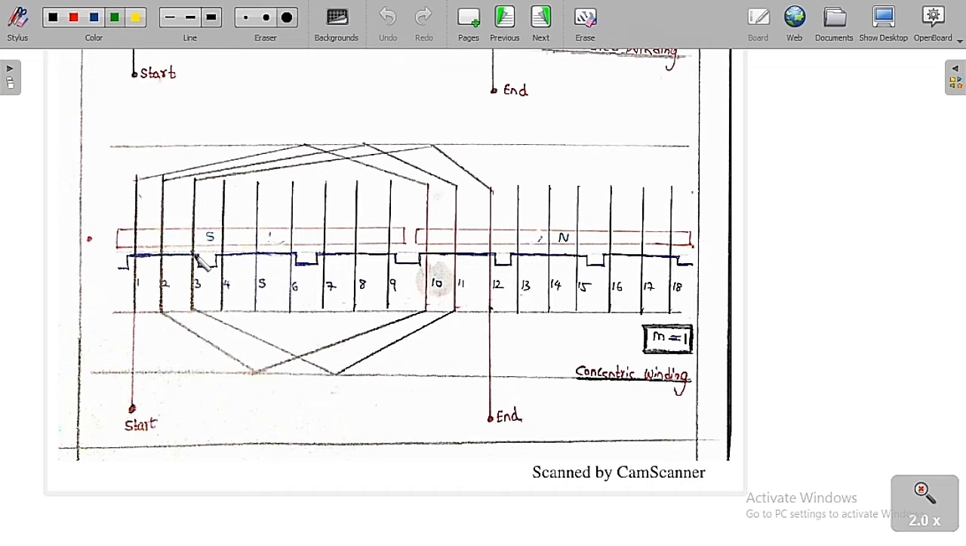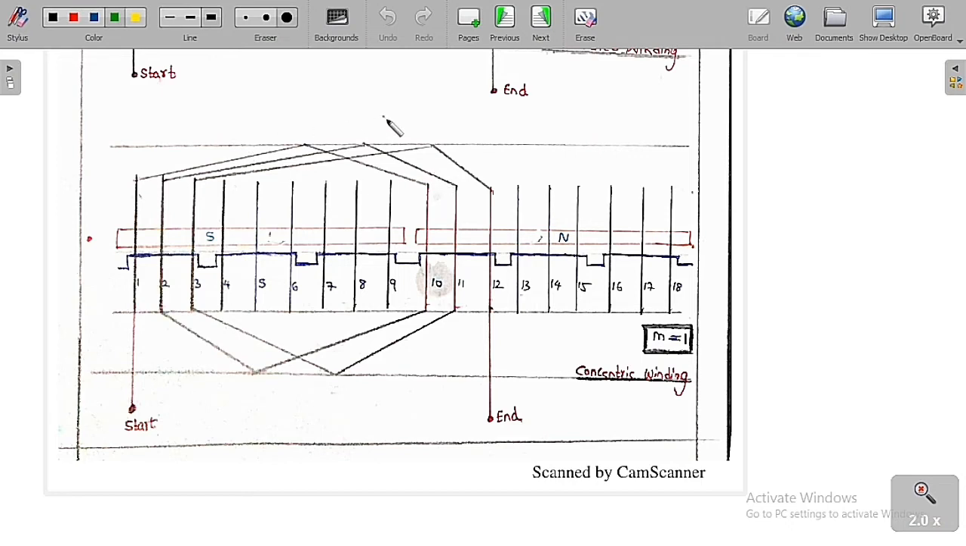This is a very important point that you always need to analyze. So for one coil, if you keep all these coil sides together in one single slot, you can see clearly this is one slot. I kept all these three coil sides in one single slot, so it is said to be a concentric winding. Similarly, I have collected all these coil sides and kept them in one single slot, so it is concentric winding.